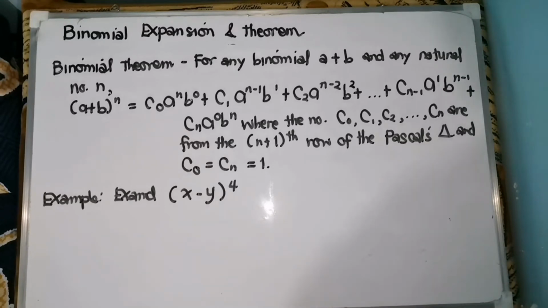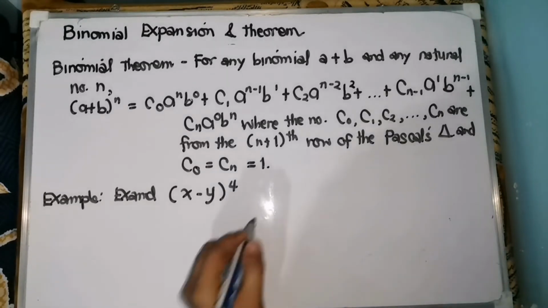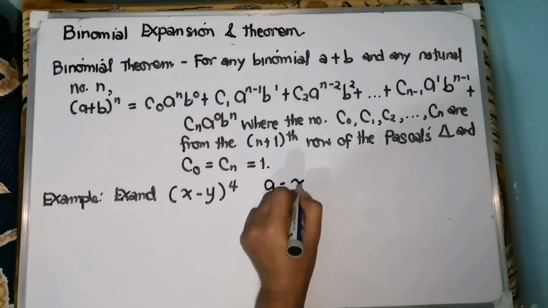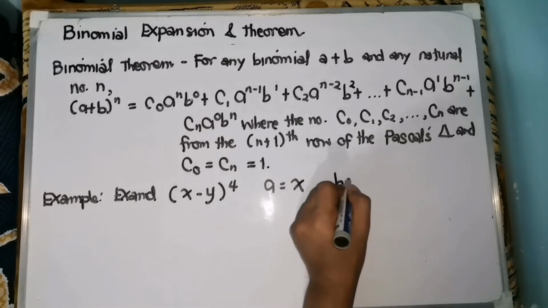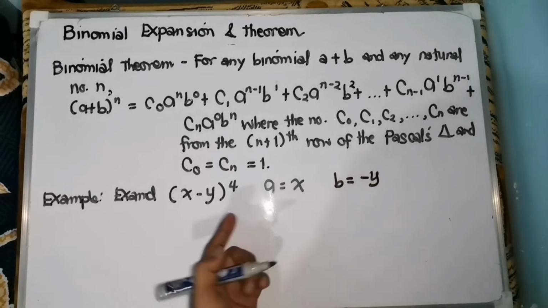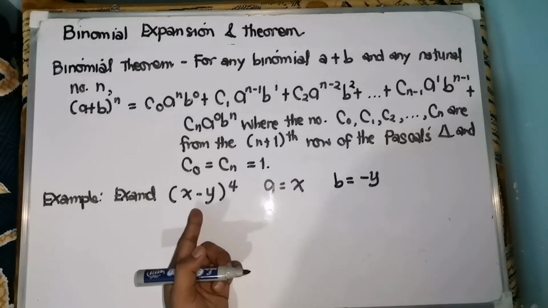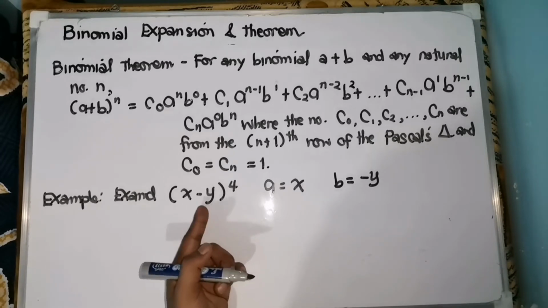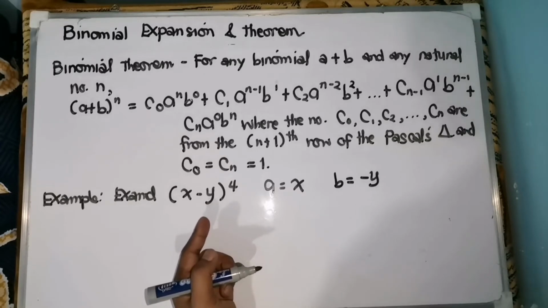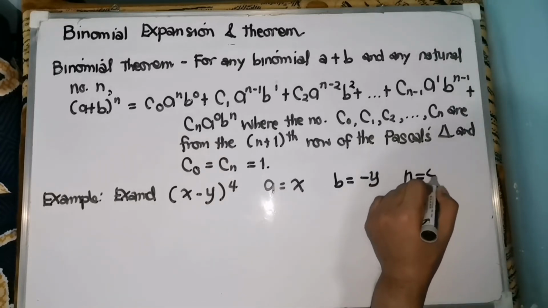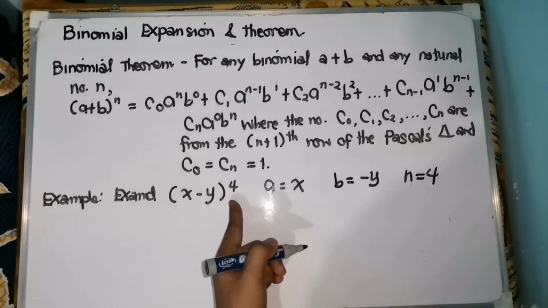So, paano yun? Since ang a natin ay x, so this will be our first term, at ang ating b ay negative y. So, notice na ang sign ng ating binomial ay minus sign. So, therefore, yung ating sign sa pinaka-product ay alternate negative, positive, negative, positive, or minus, plus, minus, plus. And n equals 4 because our exponent is 4. So, we use the fifth row of the Pascal's triangle.